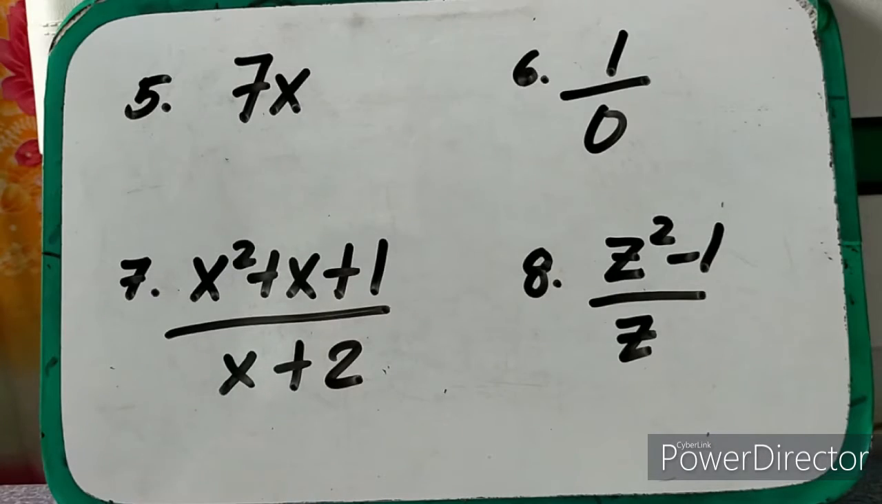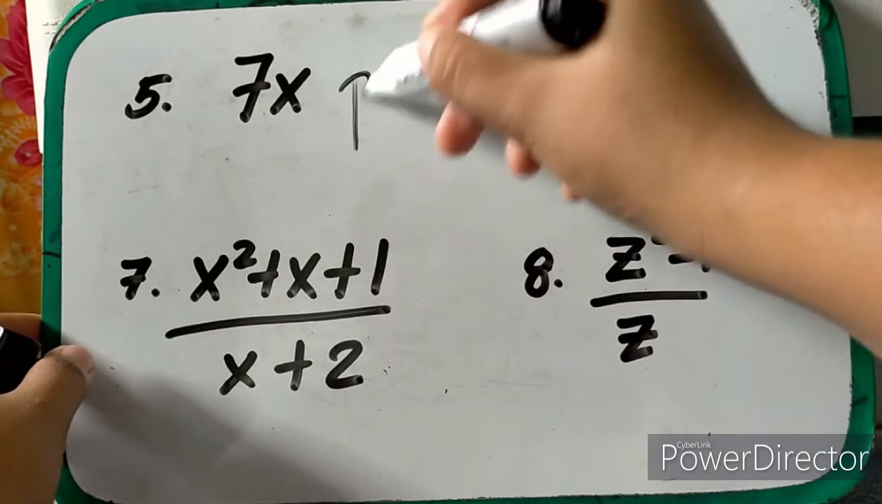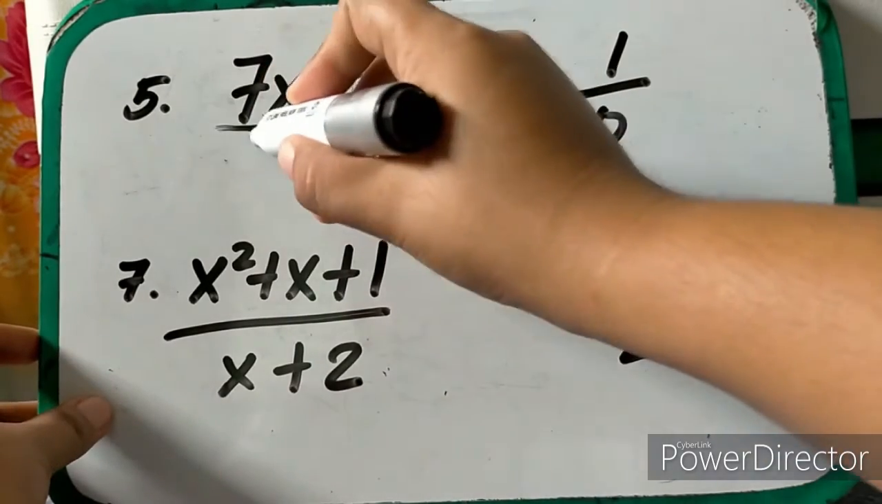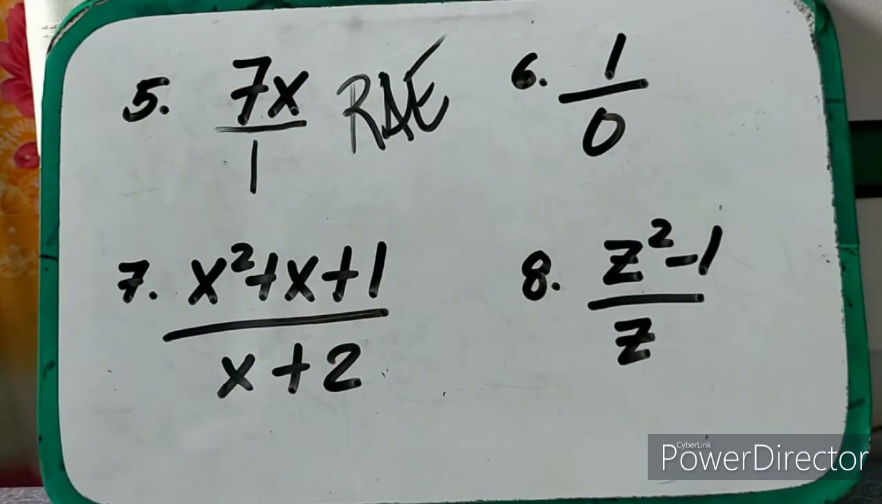Next, for 5 to 8, number 5, 7x. O, balikan mo yung checklist mo. Na-achieve ba niya yung mga characteristic ng RAE? Correct. This is an example of RAE. Bakit? Ma'am, wala naman siyang denominator. Meron. It is imaginary 1. So, ang denominator natin is 1, not 0. So, still it is RAE.